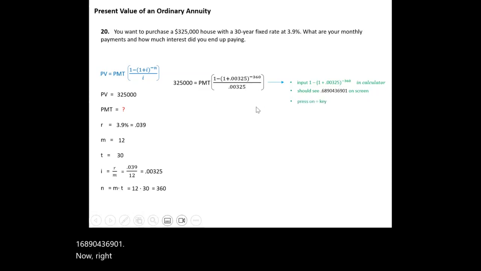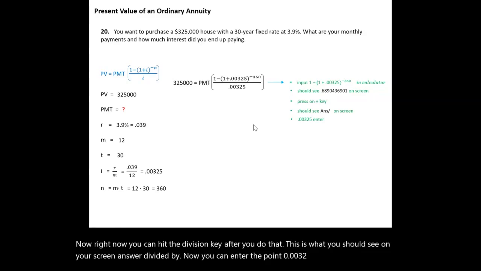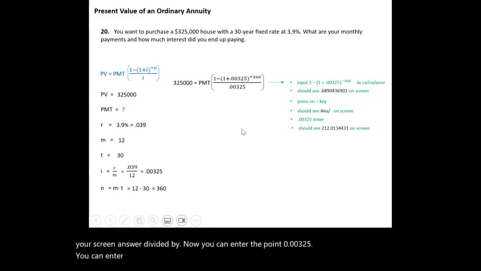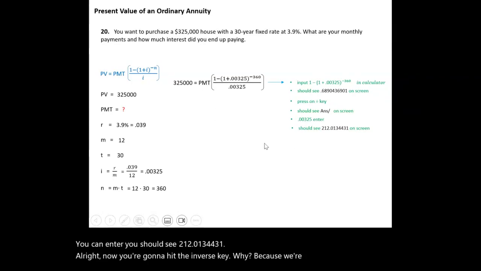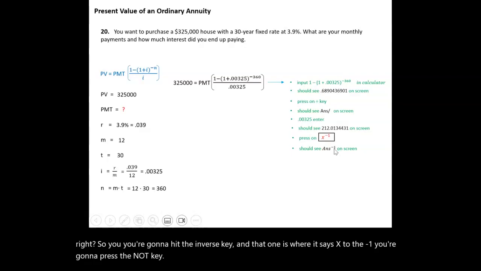Now you're going to hit the division key. After you do that, you should see Answer divided by on your screen. Now you're going to enter 0.00325, and you should see 212.0134431. Now you're going to hit the inverse key, because we're solving for the payment. That's the key where it says x to the negative 1. Press on that key, and this is what you should see on your screen.